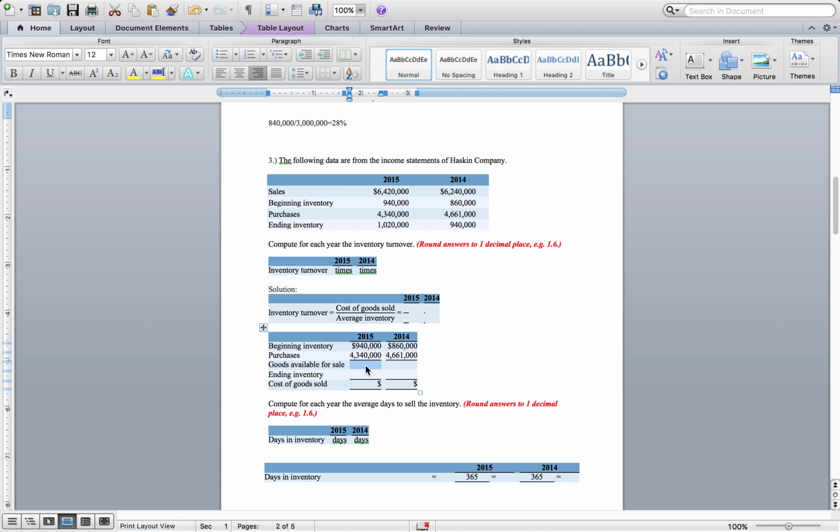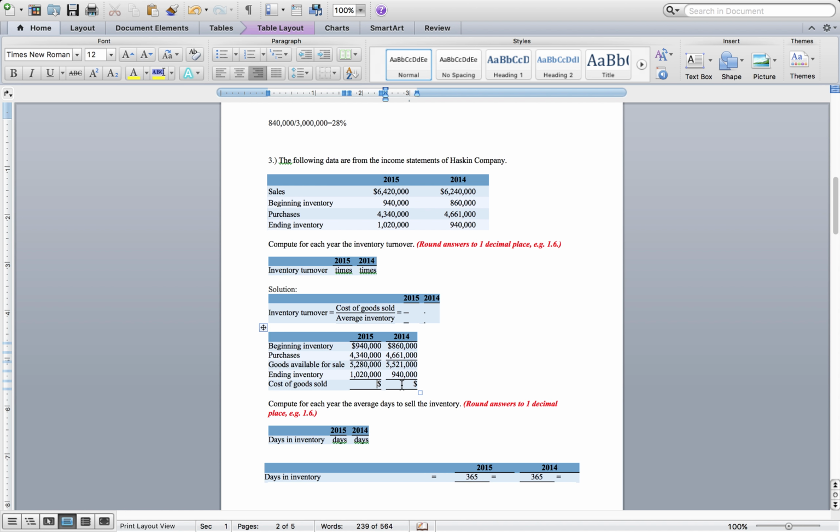Now remember, this would give you the cost of goods available for sale. Just add them together. So for 2015 it'd be $5,280,000. In 2014 it'll be $5,521,000. Now the next part, you got to subtract the ending inventory. So 2015 is $1,020,000. And for 2014, it is $940,000.